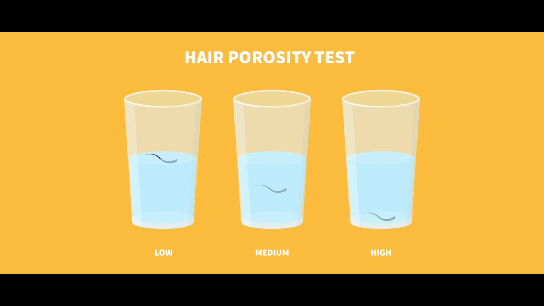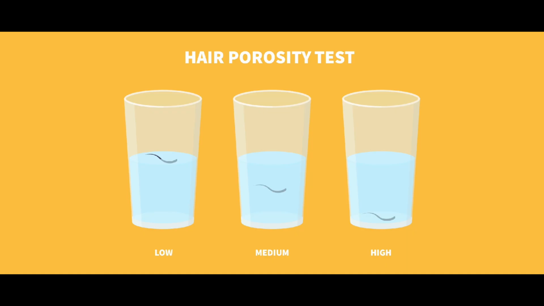Now we're going to go into how you test to see what your porosity is. First, you're going to shampoo your hair, then rinse it. Then you're going to fill a glass with water. And what you're going to do is, when the hair is dry, place the hair in the glass of water. If it floats before it sinks, that means you have low porosity hair because it's hard for the moisture to get inside. If it floats in the middle, that means you have medium porosity.